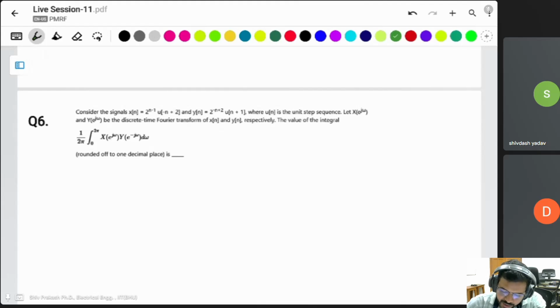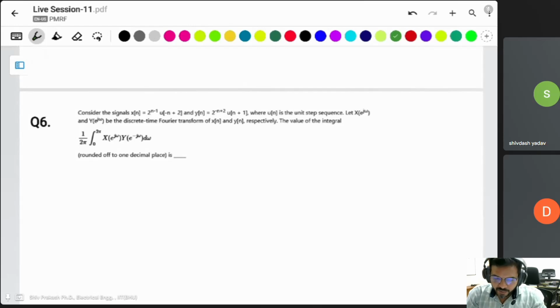Let X(e^(j omega)) be the Fourier transform of xn, and Y(e^(j omega)) be the discrete Fourier transform of yn. Then find the value of the integral 1 divided by 2 pi, integration from 0 to 2 pi over a time period, of X(e^(j omega)) into Y(e^(minus j omega)) d omega. By looking at this one, you can understand it looks like a Parseval's type theorem. To know about this one, first of all find the Fourier transform of all the things. Then after that you can apply it.